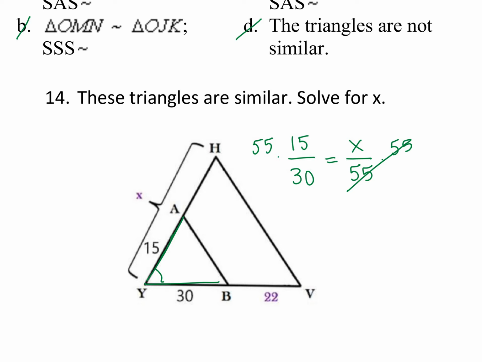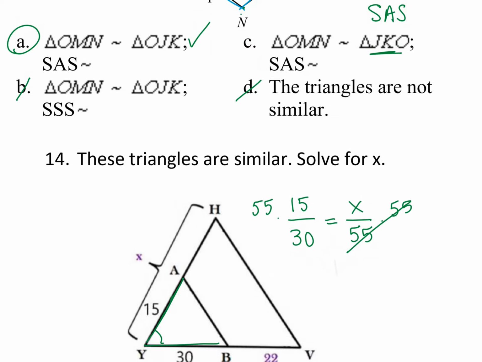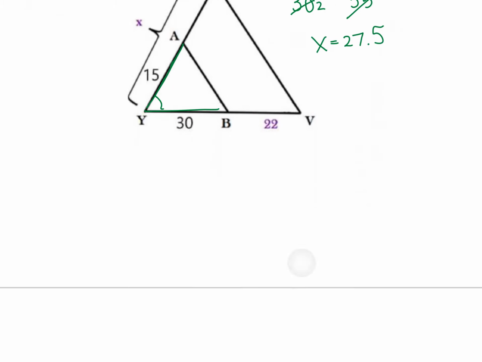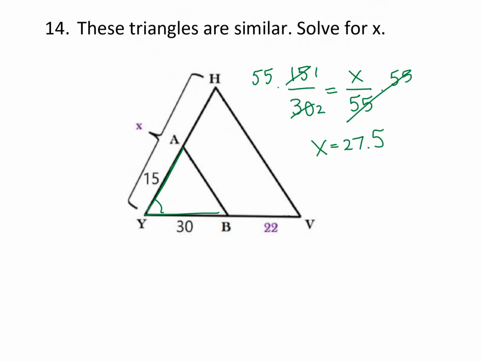let me get my calculator. Sorry. Well, 15 over 30 reduces to 1/2. So I'm going to go ahead and do that. 55 divided by 2 then. So X ends up being 27.5. Okay. All right, got to go up again.